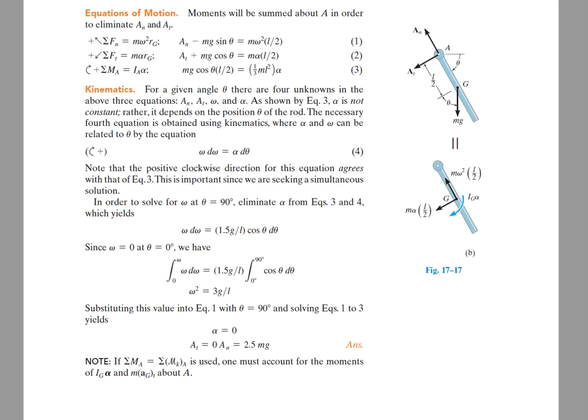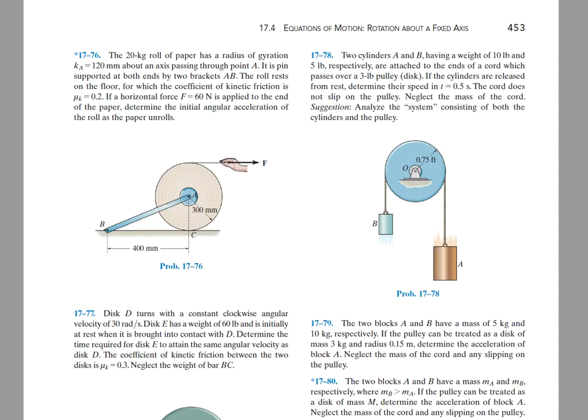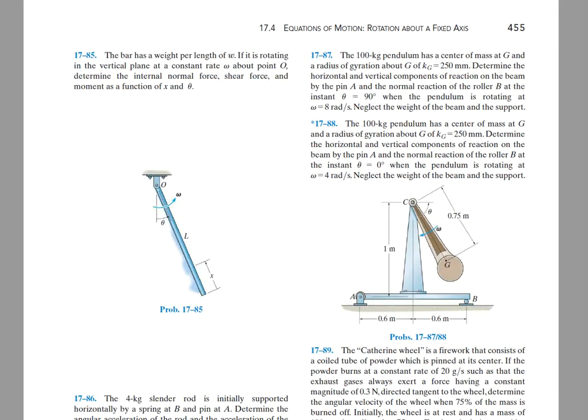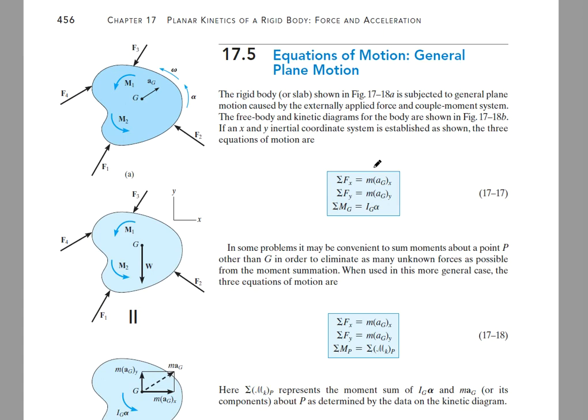So a couple more exercises, and then the last section here is on the general motion of a 2D body. Okay, so the last section of the chapter is called equation of motion, general plane motion, and the set of equations derived at the beginning of the chapter would be used here.